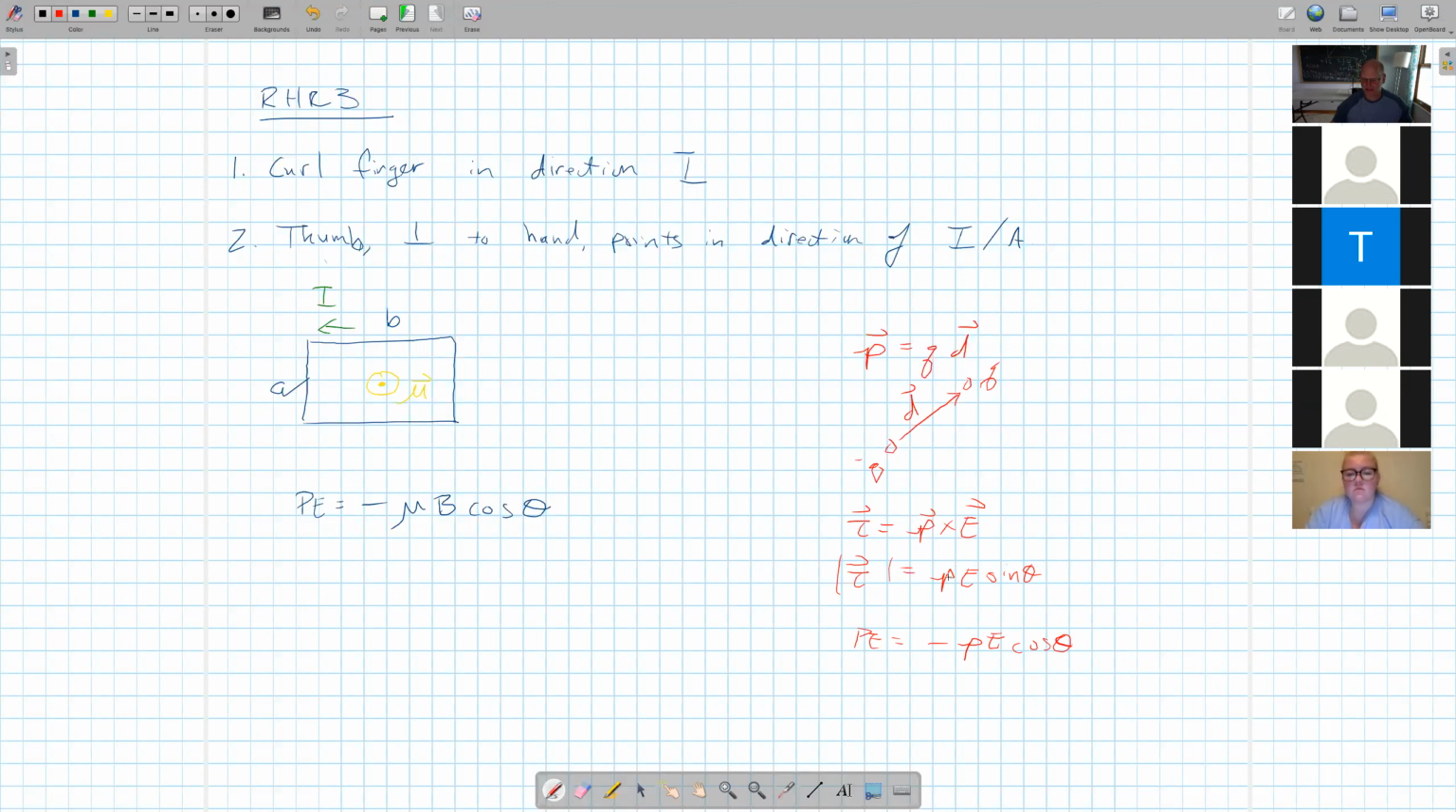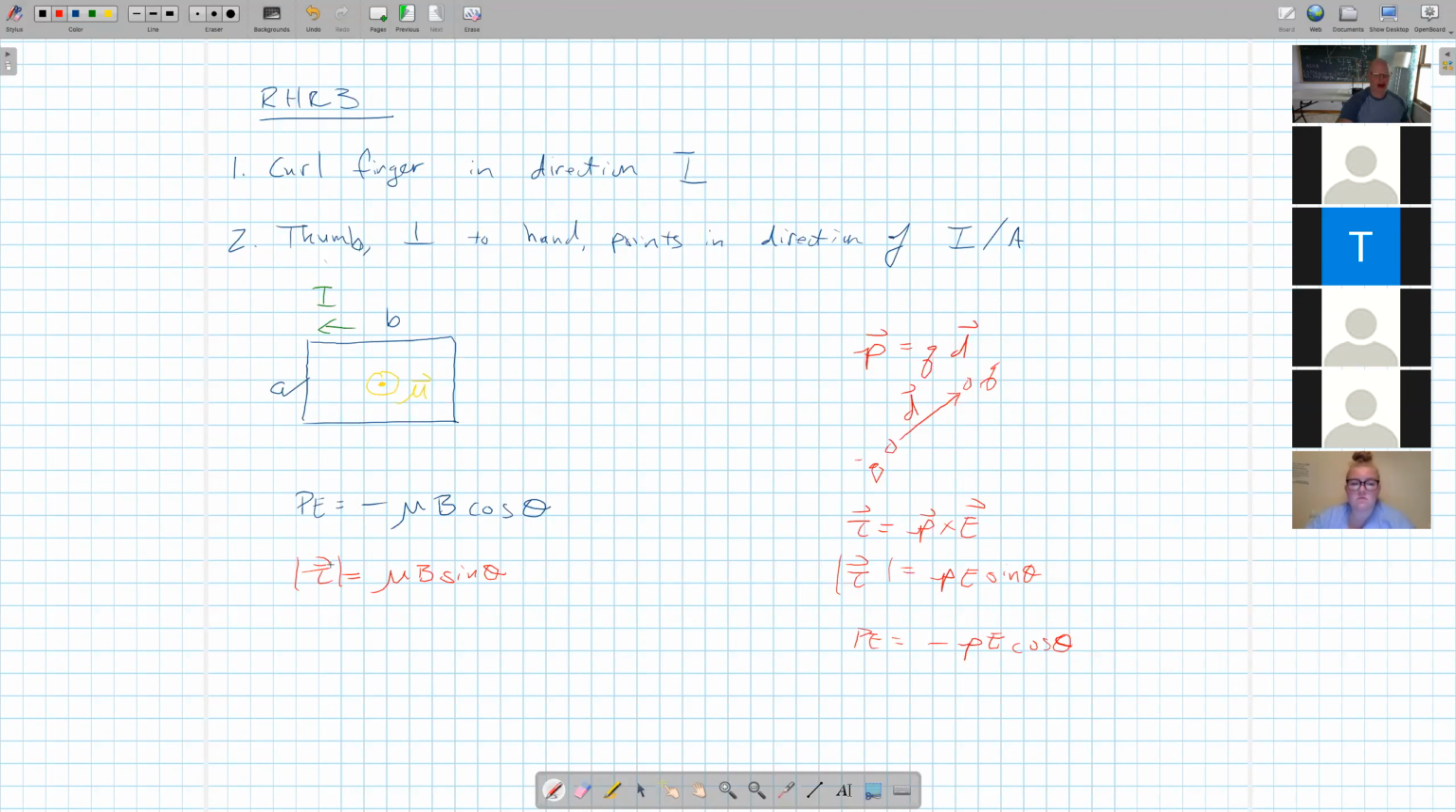Here we're just replacing the electric dipole with the magnetic dipole, and replacing the electric field with the magnetic field, but otherwise they have exactly the same structure. So again, torque is going to be mu times B times sine of the angle between the two.